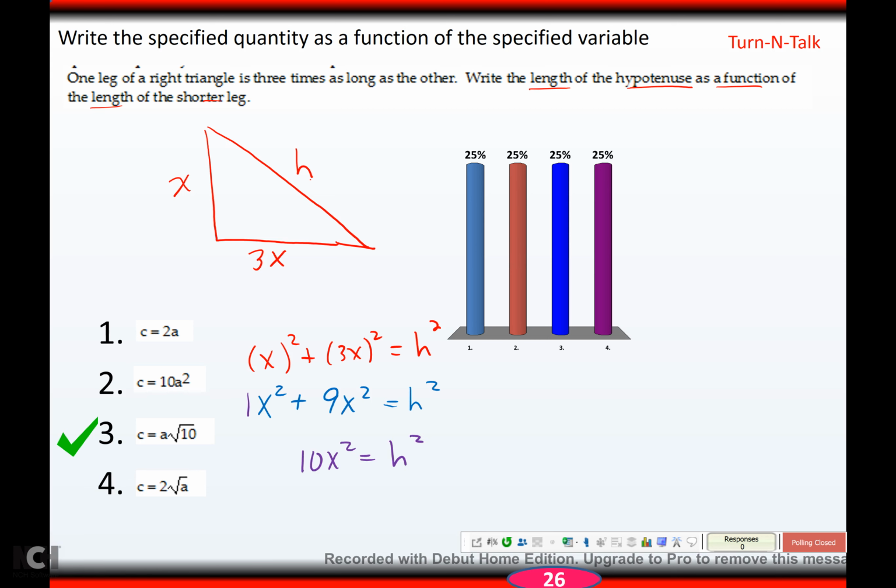Then we're going to kill the square by taking the square root. So the hypotenuse would be, again, square root of 10 can't be simplified, but the square root of x squared is x. Now they used c instead of h and they used a instead of x, but that's my hypotenuse. You know, they usually use a, b, and c, I don't. And my a was my shorter side, which I called x instead. Alright.